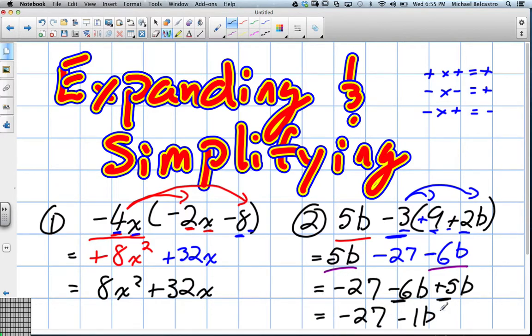Can we collect like terms with the negative 27 and the 1b? No. So is that as far as we can go? Yeah. That's as far as we can go.